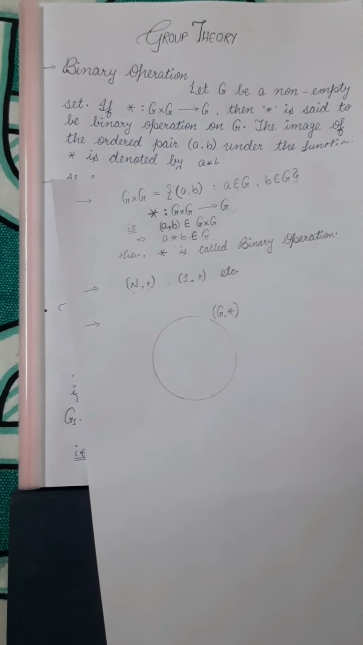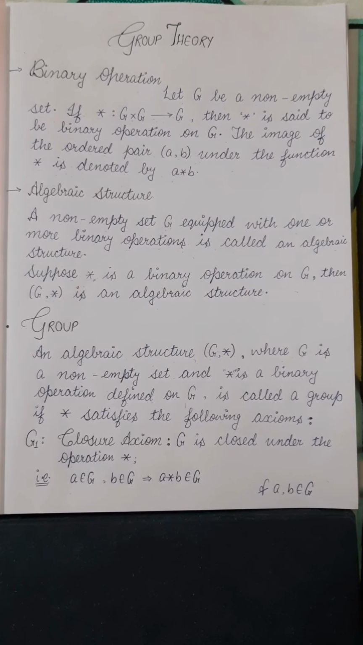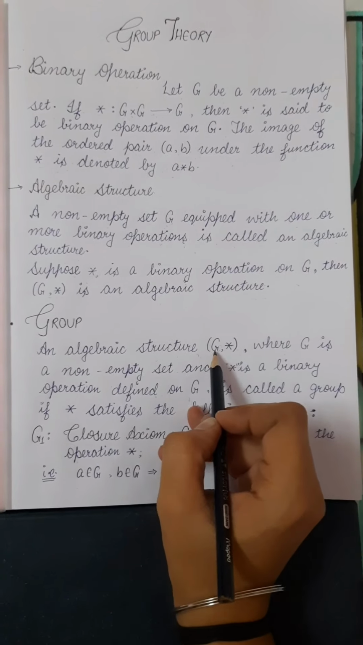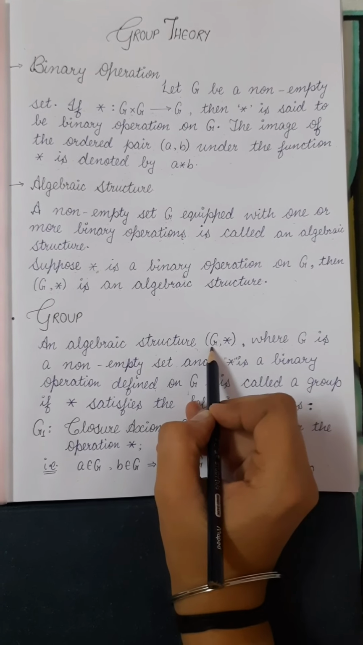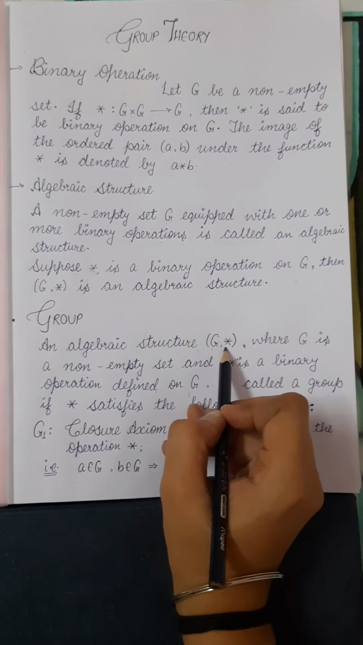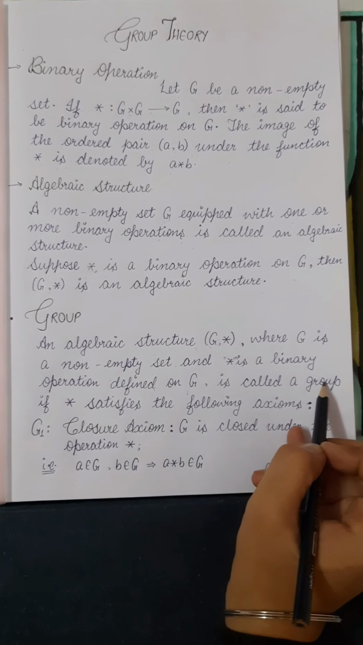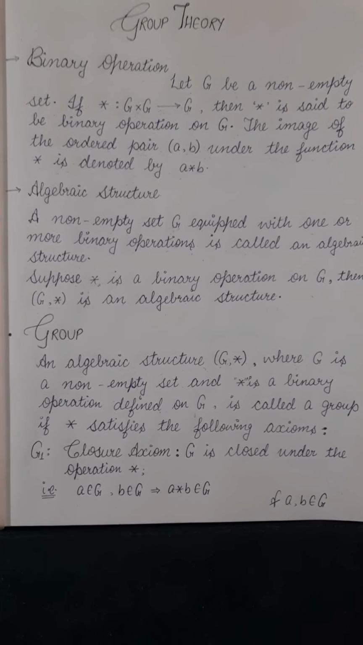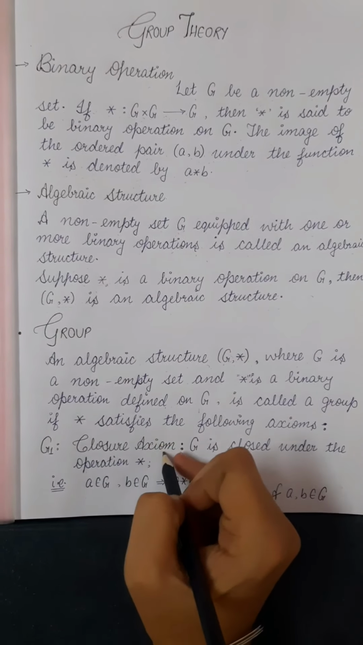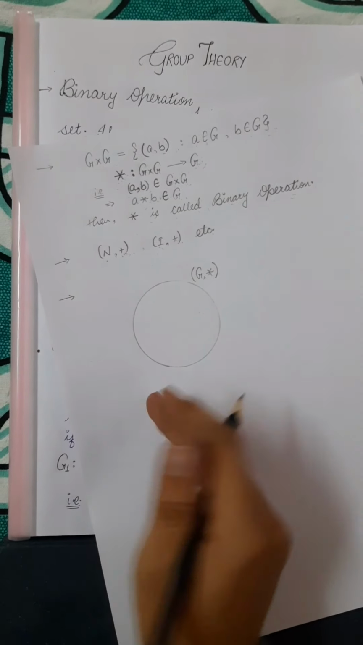Now, we move on to our topic, that is group. So, here the question arises, what is a group? An algebraic structure (G, *), where G is a non-empty set and asterisk is a binary operation, is said to be a group if it satisfies four basic properties. The properties are: the first property is called the closure axiom. We understand this with the help of a diagram.